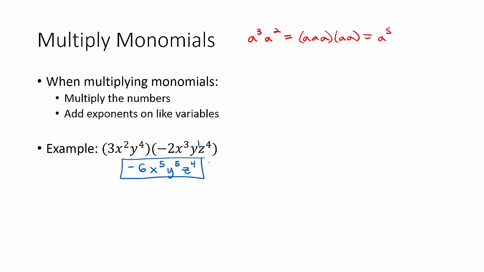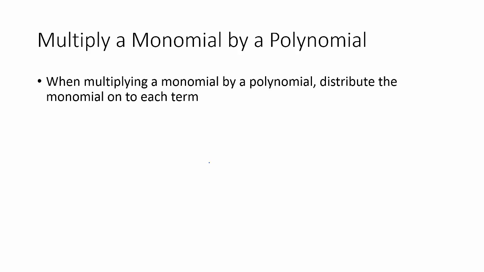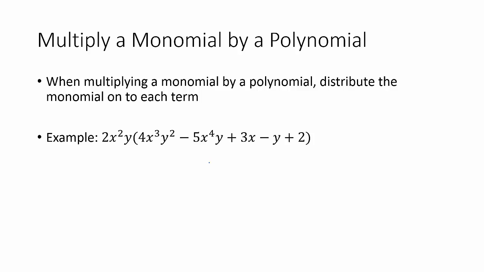Now, multiplying monomials is pretty simple, so let's go to something more interesting. What if we multiply a monomial by a polynomial? Well, we've done this quite a bit. We call this distributing. When multiplying a monomial by a polynomial, we will distribute the monomial onto each term. So for example, if we have 2x squared y times the polynomial 4x cubed y squared minus 5x to the 4th y plus 3x minus y plus 2, we're going to distribute onto each term.